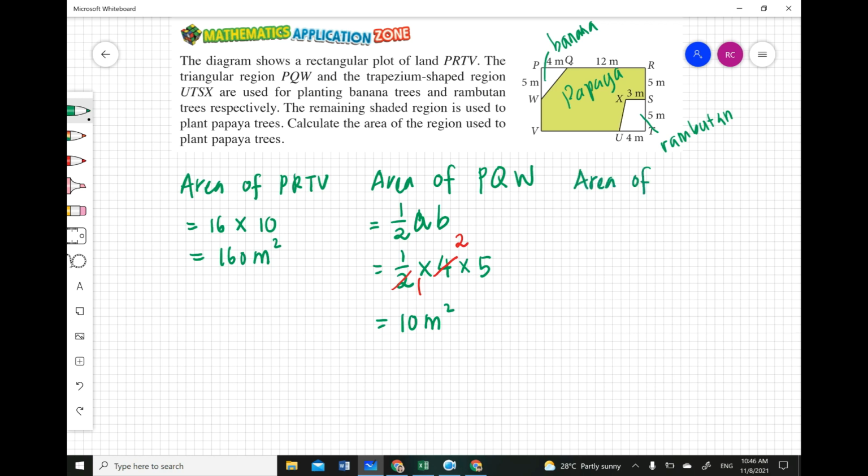Triangle. Area of PQ. Trapezium. Okay, S-T-U-X, trapezium. So the formula for trapezium, I write down first: 1 over 2 (A plus B) times T. Okay, so it will be 1 over 2. What is the A?